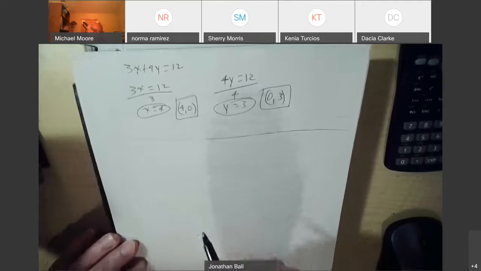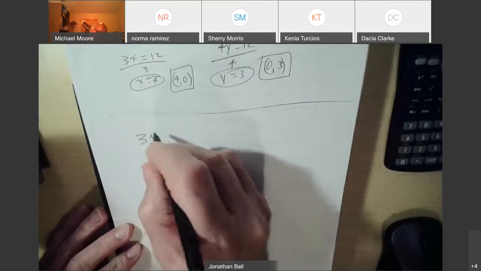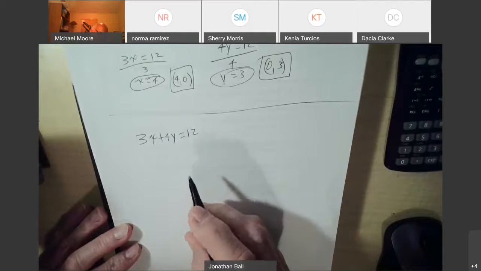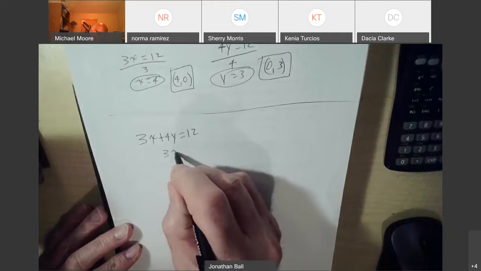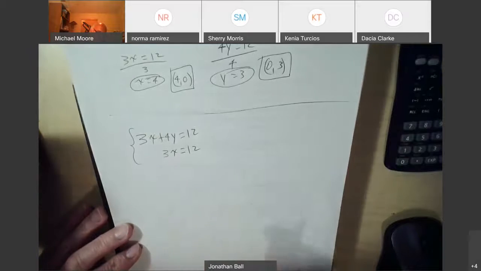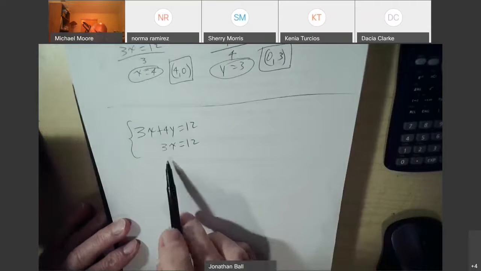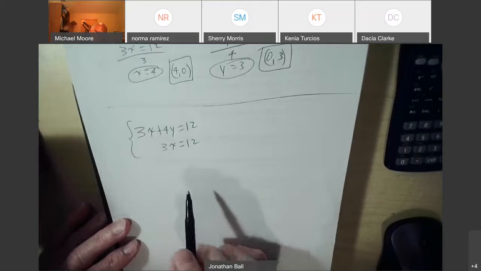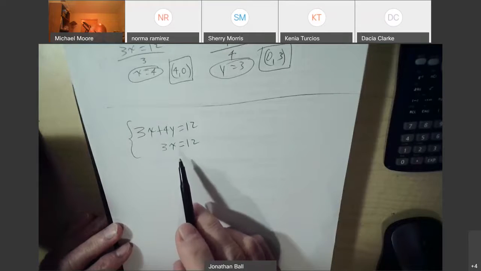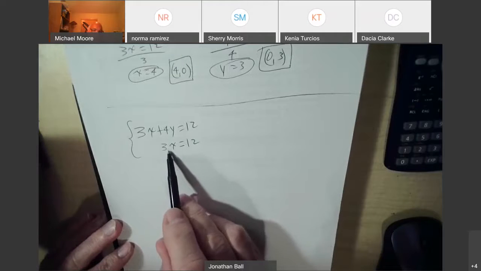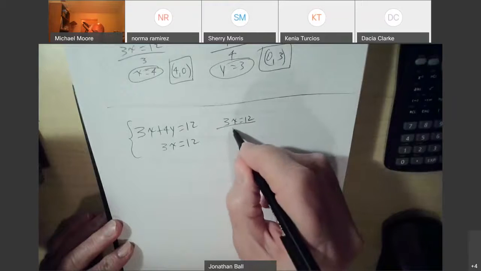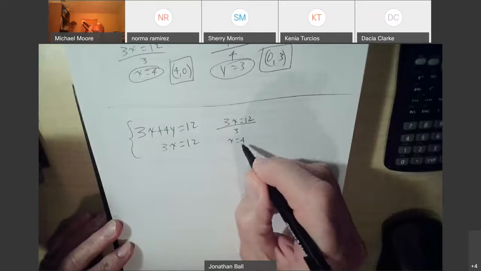So if we have 3x plus 4y equals 12, and 3x equals 12, a system of equations. Now what we want to do is solve one of these equations for one of the variables, one of the letters. The easiest one to do is the bottom one. 3x equals 12. We divide by 3, and we get x is 4.